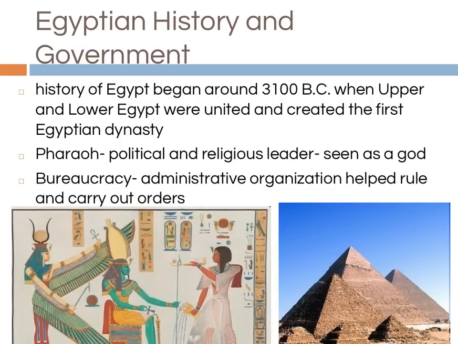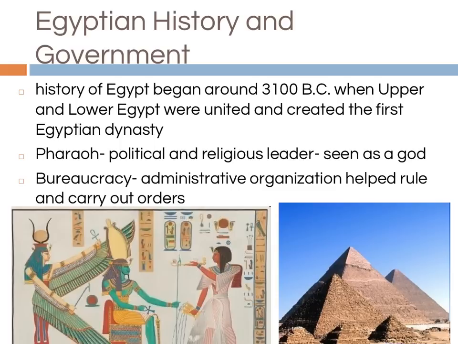Egypt also had a bureaucracy. Bureaucracy is a really key term. So a definition: administrative organization that helped rule and carry out orders. Here's how I like to explain that to students to make it a little easier to understand. A bureaucracy is just the people in the government who actually kind of do the work.